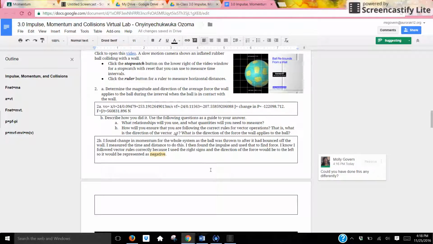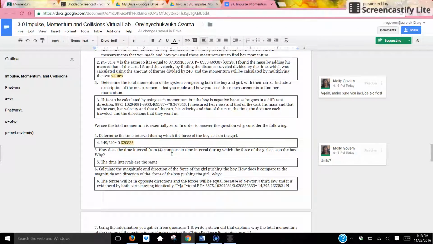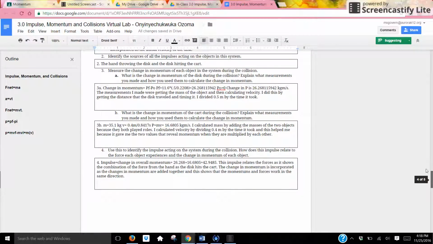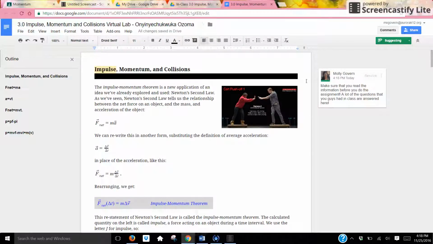As far as other feedback goes, could you have done this any differently? There's different ways to solve these problems. So I like to make sure that the students have an opportunity to think about what they could have done differently. And then when I scroll down even further, just a couple of easy things: units, make sure you include sig figs, and so on and so forth. So this would be the feedback that I gave the students in regards to this particular lab.